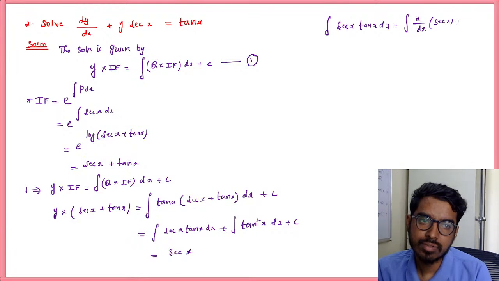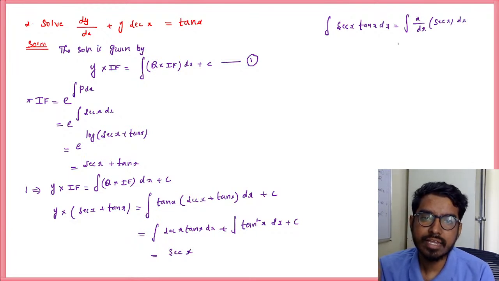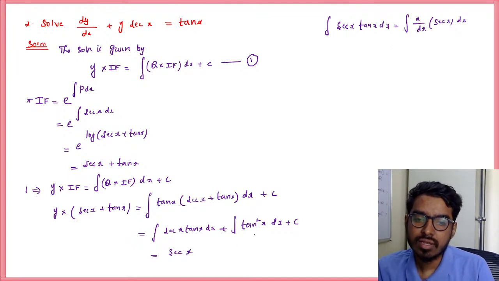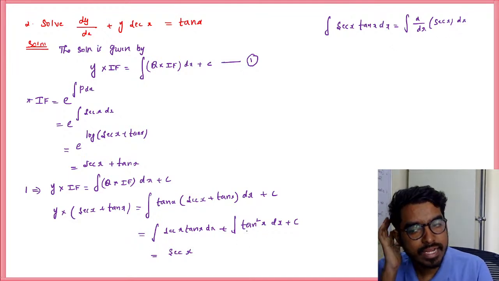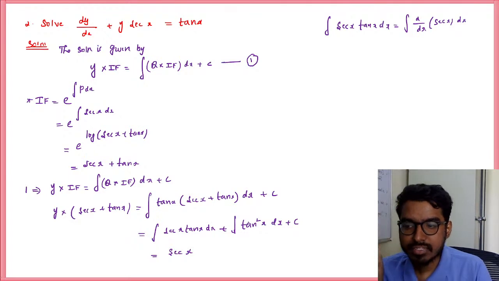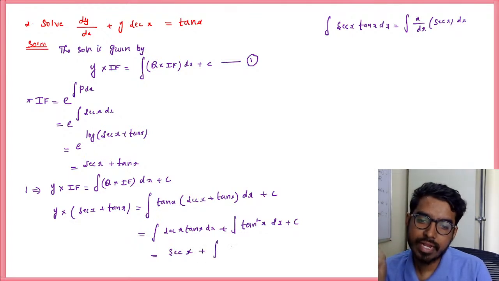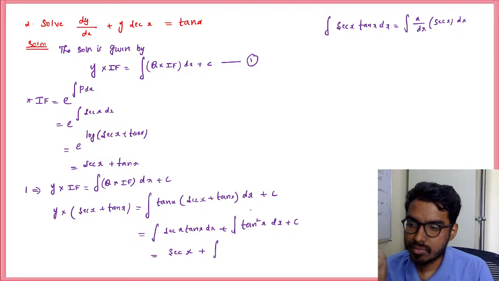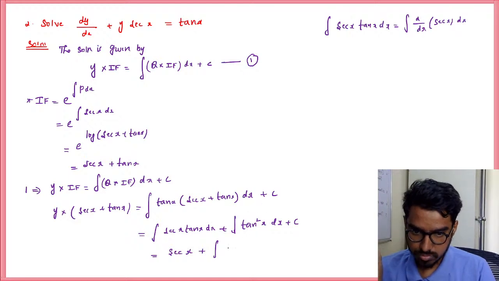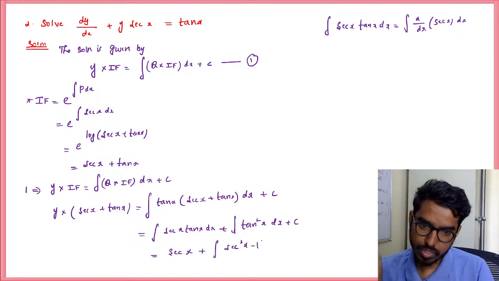Secant x. So this 2 will get cancelled, right? Integration, differentiation. So we'll have secant x and integration of tan square x dx. Integration of tan square x dx, you can write this as integration of secant square x minus 1, right?